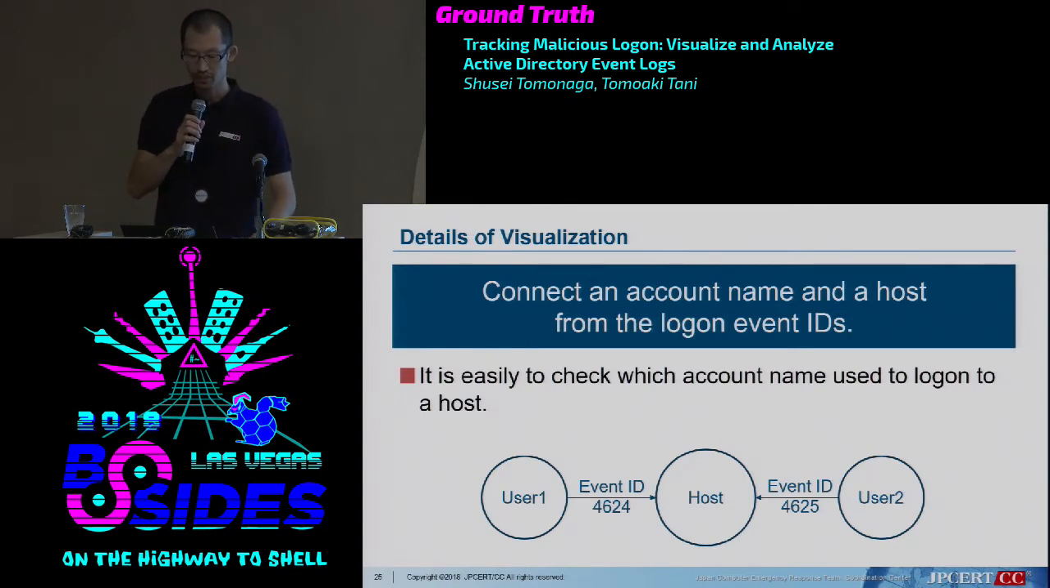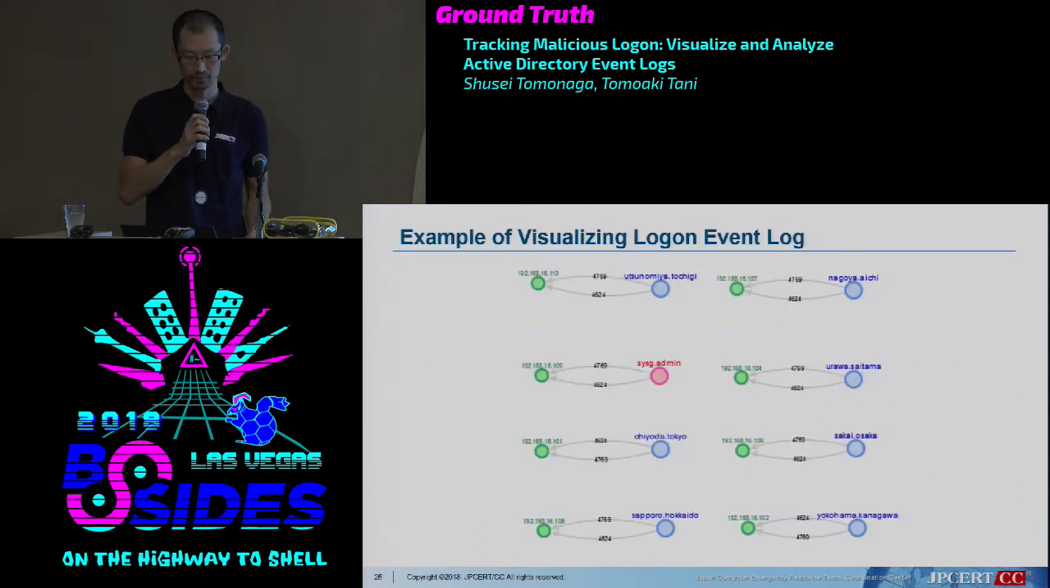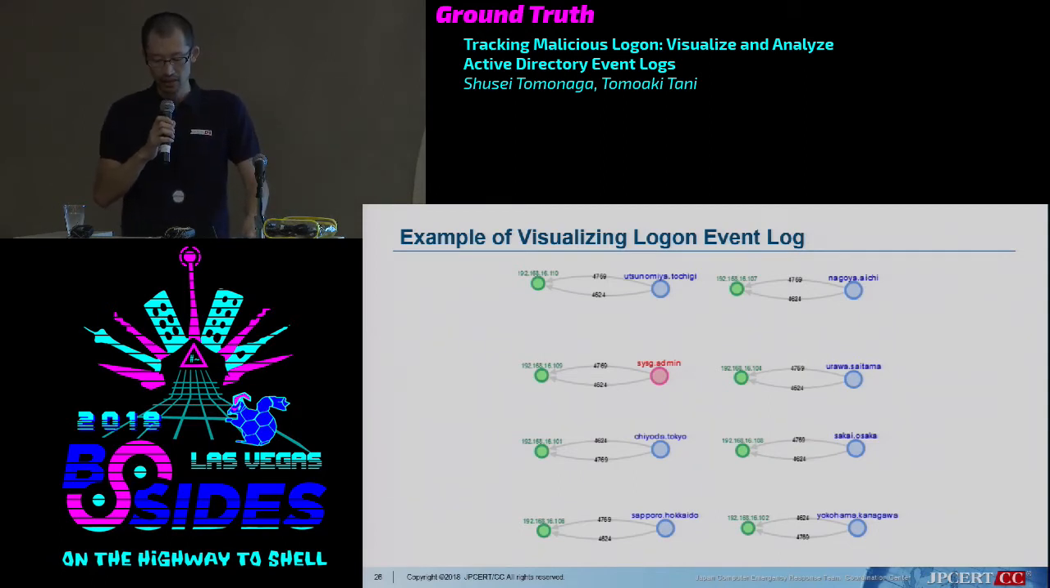This figure is a simple pattern for visualizing the event log. By visualizing, we aim to associate an account name and the host from the logon event IDs. Therefore, it is easy to check which account name was used to log on to a host. This is an example of visualizing logon event ID based on the previous concept.